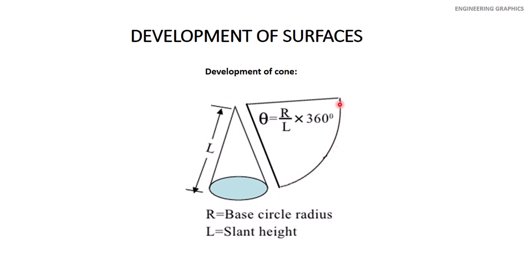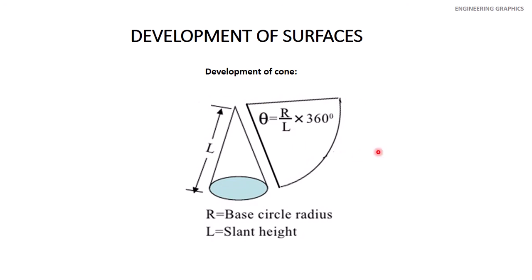So what should be the angle of this sector? The angle of this sector is equal to R over L multiplied by 360 degrees, where R is the base circle radius and L is the slant height. So in this way you can get the angle in degrees. Take this angle and draw this line. This will be the development of the cone.